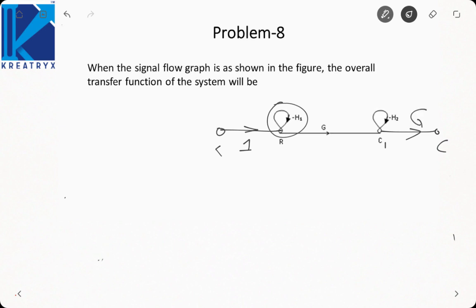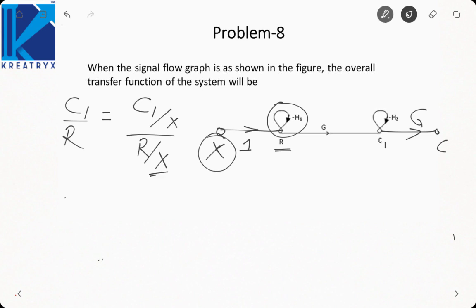Suppose I were to ask you C1 by R. This was given to me anyways. If I am asking you C1 by R, then what you need to do is keep the input node same. Input node can never change, so R can never be an input. So C1 by R would always be C1 by X, then R by X. Okay, whatever gain you want to find out, input node will always be constant. Input node will always be X.